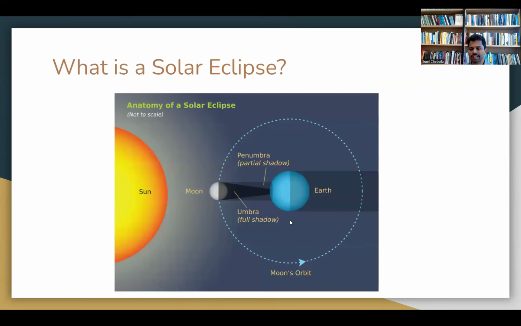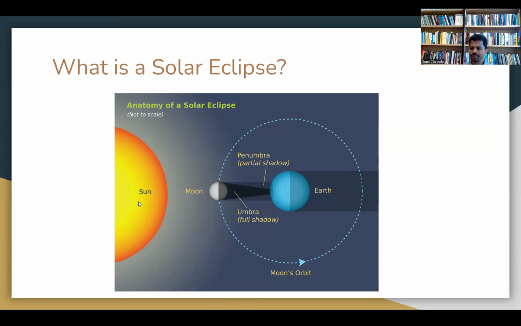First, what is a solar eclipse? I'm sure you all know this, but to set the stage, I would like to define a solar eclipse for you. So here is a simple anatomy of a solar eclipse, a plain vanilla version. And a disclaimer is that throughout the talks, the pictures that you're going to see are not drawn to scale.